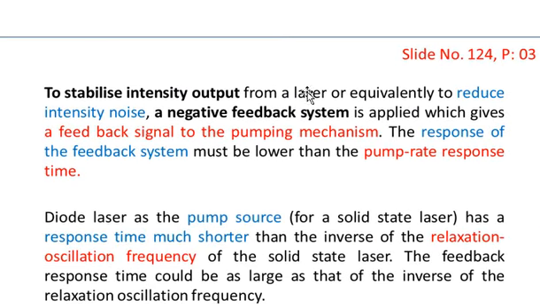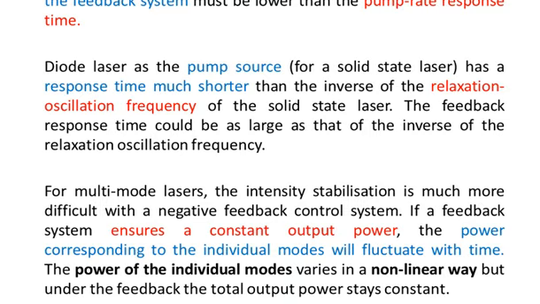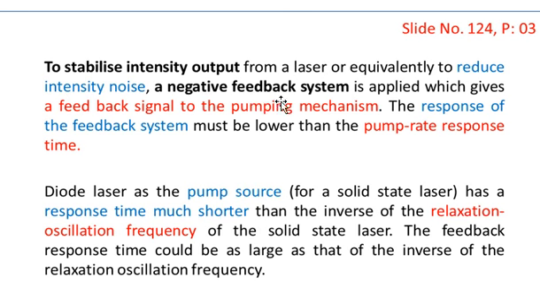To stabilize the intensity output from a laser, or equivalently to reduce the intensity noise, a negative feedback system is applied, which means that you take a sample of the output laser beam and use it as a feedback mechanism. So a feedback system is applied which gives a feedback signal to the pumping mechanism. You take an output from the laser source and then give a feedback signal in the form of an electronic signal, that is, the optical signal from the laser source will be converted into an electrical signal, and a negative feedback is then given to the pumping mechanism.